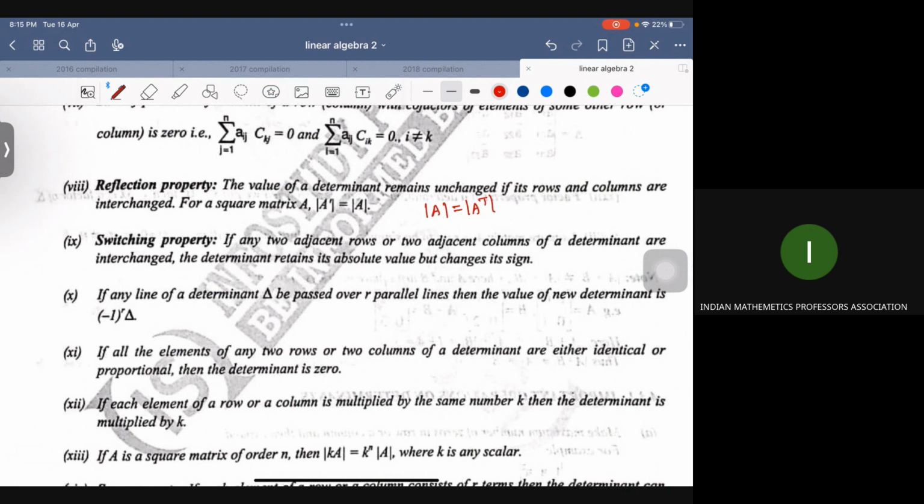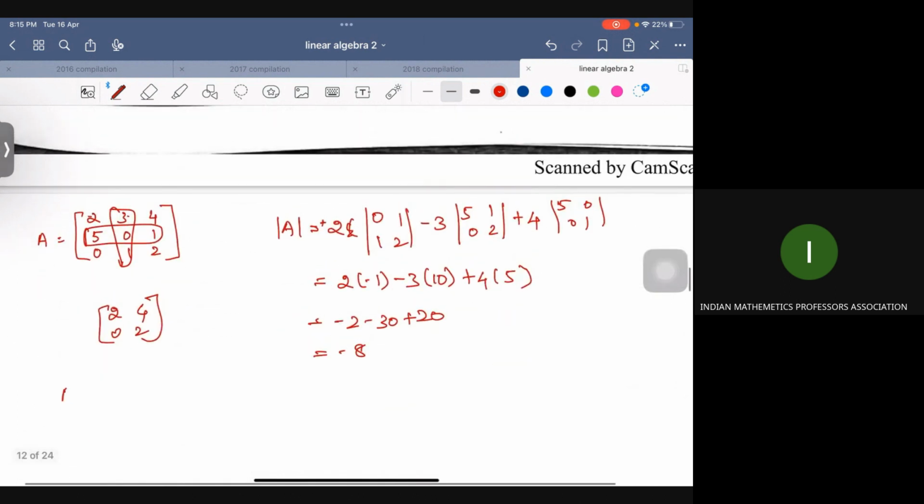If two adjacent rows or two adjacent columns of a determinant are interchanged, the determinant keeps its absolute value but changes its sign. For example, let us shift the first row and the second row: 5 0 1, 2 3 4, 0 1 2. The determinant of this matrix will be 8, because if we change one row with another we multiply by minus, and if we change the second row and third row again, we multiply by minus. So minus into minus will become plus. If we make any one change, we multiply with a minus sign.